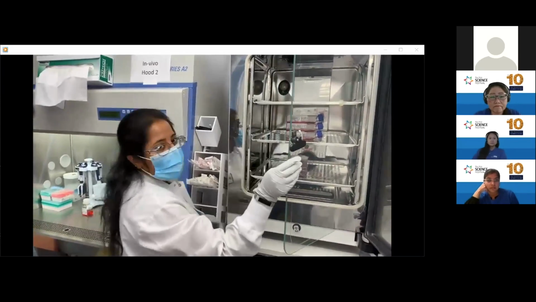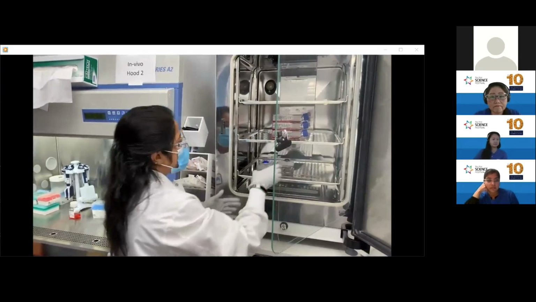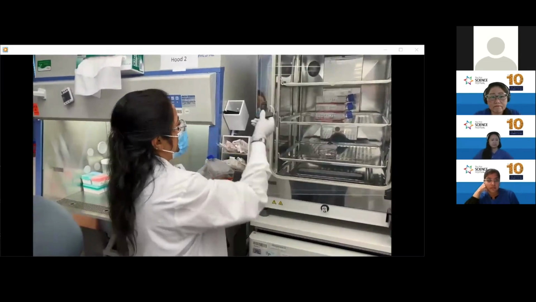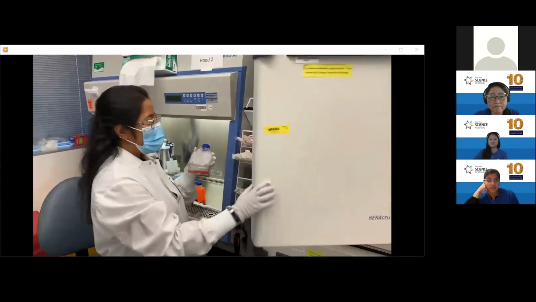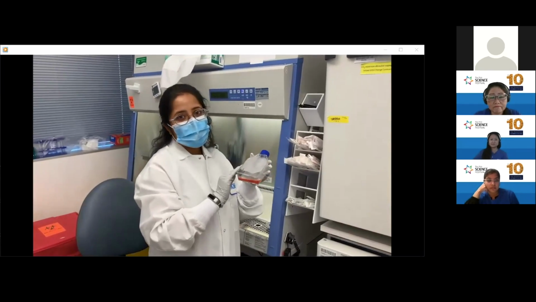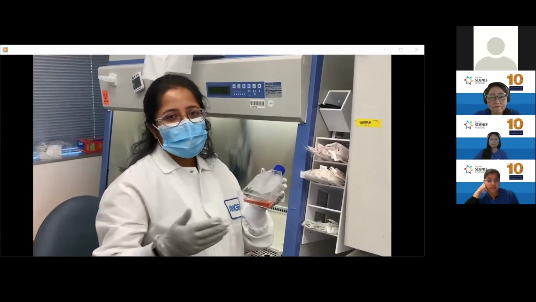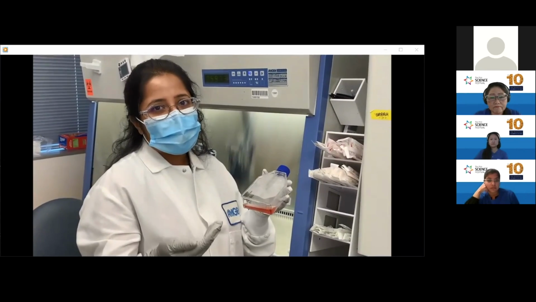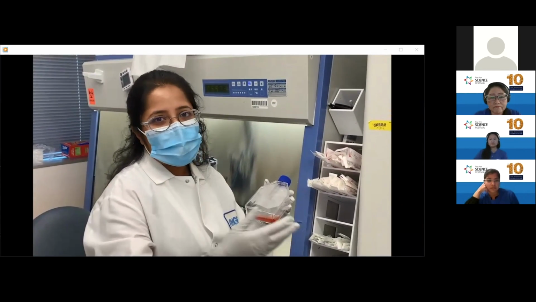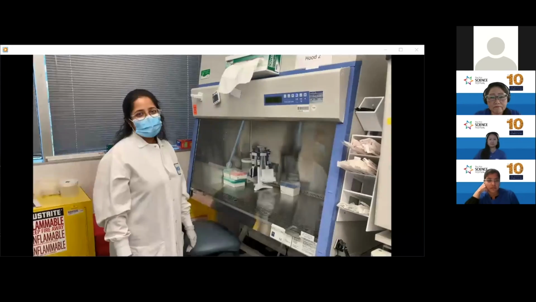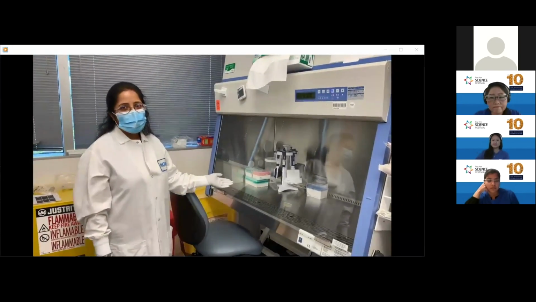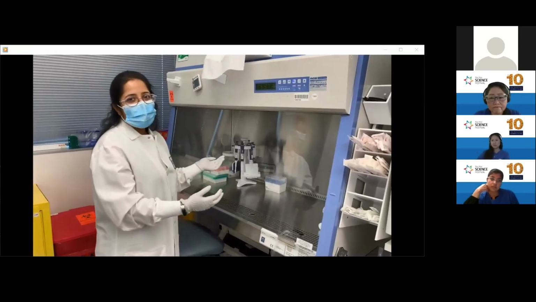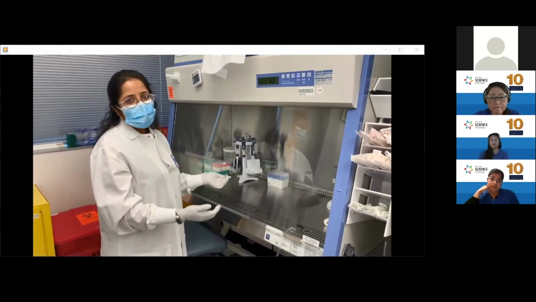And I'm going to grab our cells of interest. And then these are adherent cells. So they are stuck to the bottom of the flask. And in order to continue growing them, I will remove them from the flask and then grow them in a bigger flask. So right next to our incubator, we have our laminar flow hood that again controls the environment and keeps it clean as we work with our cells.